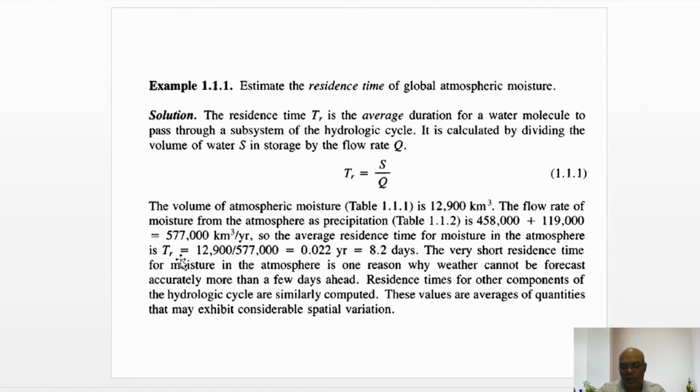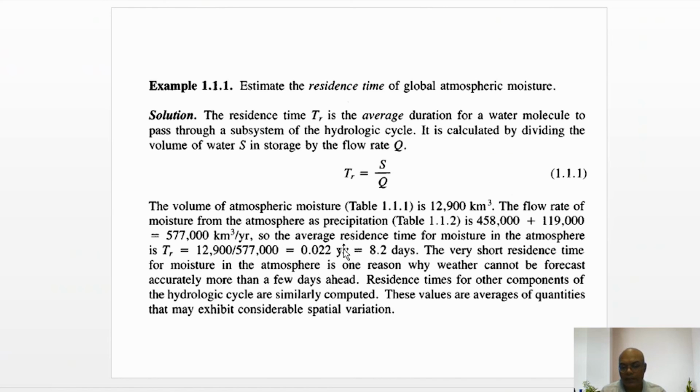Therefore, residence time of atmospheric moisture is calculated as 12,900 divided by 577,000. So that is equal to 0.022 year. When we convert that into days, it becomes 8.2 days. So what we understand from this calculation is a water molecule spends around 8.2 days in the atmosphere.